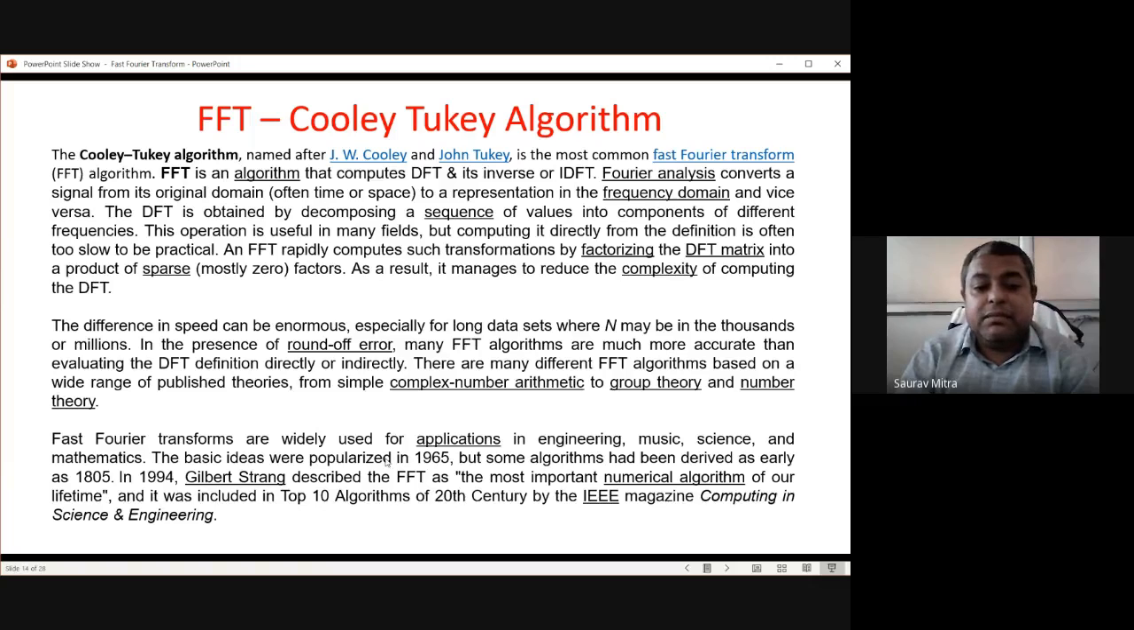The basic ideas were popularized in 1965, but some algorithms had been derived as early as 1805, because the basis is Fourier. But recently, in the 1960s, FFT has come, because the fundamentals of digital were not known initially. So the digital thing has come, and after that all the basic algorithms are being converted to digital. Otherwise, Fourier transform and Fourier series were there from the beginning. But the discrete Fourier transform and then the fast Fourier transform have all come after digitization.